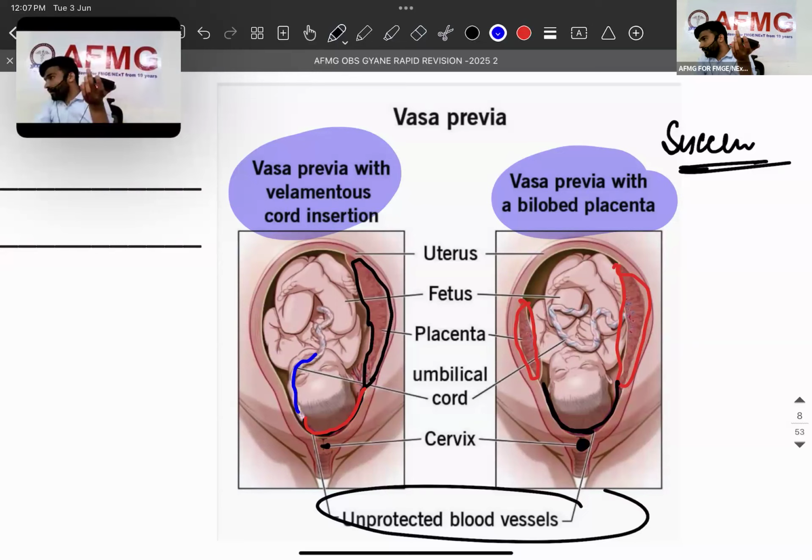Now, from these vessels, there will be bleeding coming. Yes or no? Yes. Now, this bleeding can be of how many types? Two types. What are the two types? Either it will be from the mother's side or the fetal side. In order to differentiate whether this bleeding is from the mother's side or the fetal side, I will do the test. What is the test called? Alkaline denaturation test.